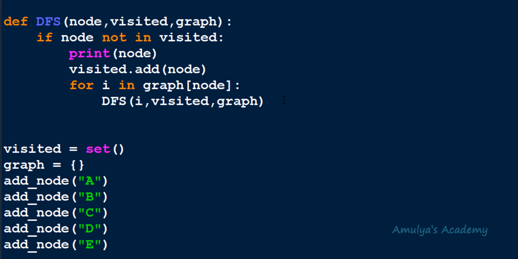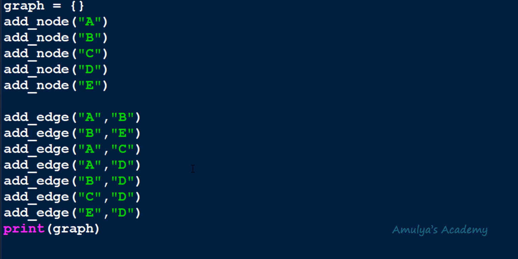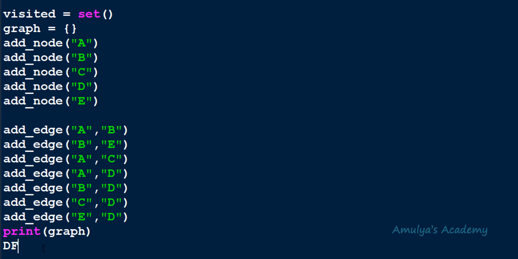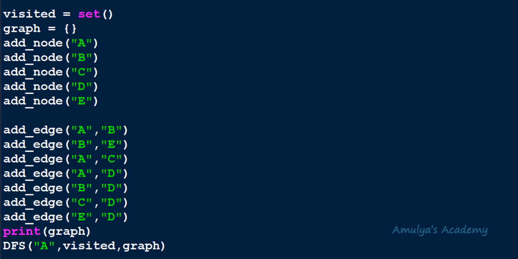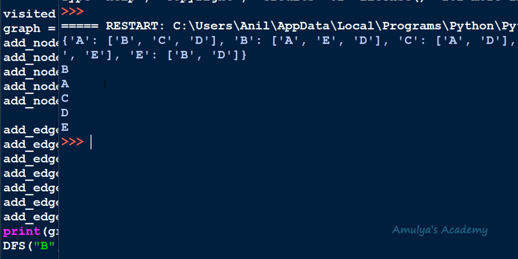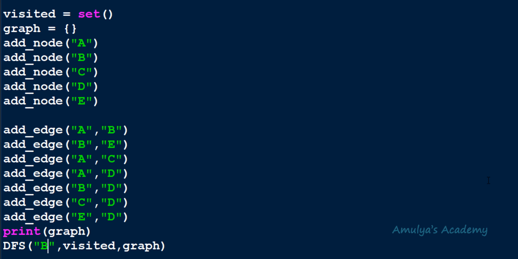Alright, so let's execute this and we'll see. So here I'll call this DFS. I'll take A as the starting node, and here I need to pass visited and also graph. Done. Here you can see every node of the graph is visited in this order. If I take B as the starting node, okay. Now next, here if I mention a node which is not present in the graph, for example K is not present in the graph, here you can see.